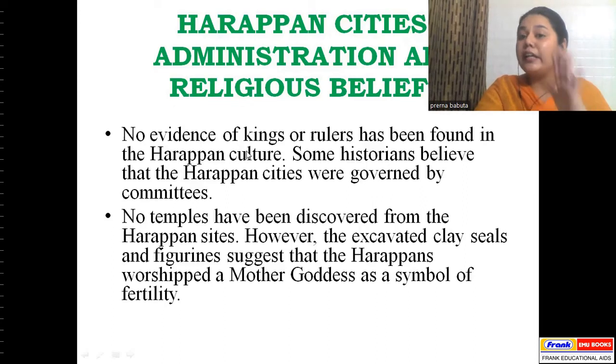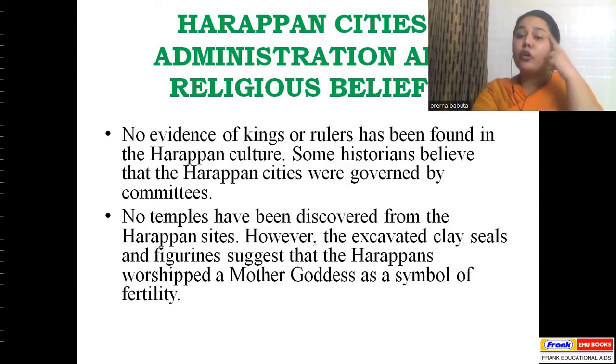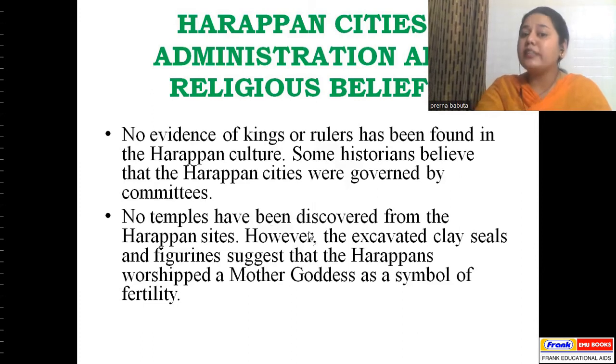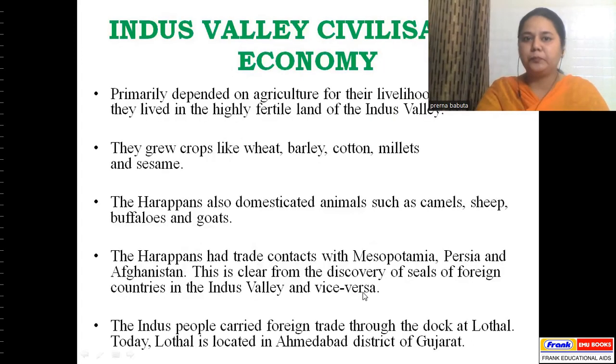There's not really any evidence of kings or rulers, but some historians believe that the Harappan cities were governed by committees. So maybe a group of people which was influential or very wise. And no temples have been discovered from the Harappan sites. However, the excavated clay seals and figurines suggest that the Harappans worshipped a mother goddess as a symbol of fertility.